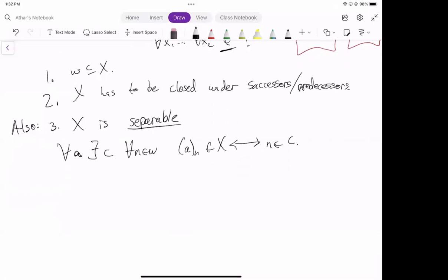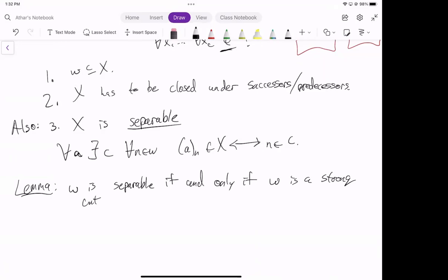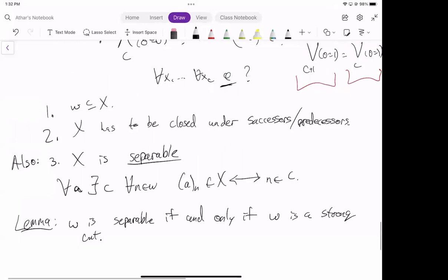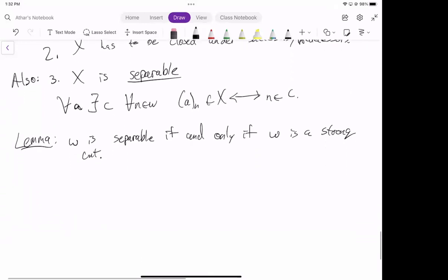It's not, no, but this is the definition we use. Really quick lemma is that omega is separable if and only if omega is a strong cut. And this is where the idea of arithmetic saturation comes in, right? If I have a disjunctively trivial model, then omega will be separable in particular, and therefore omega will be a strong cut.